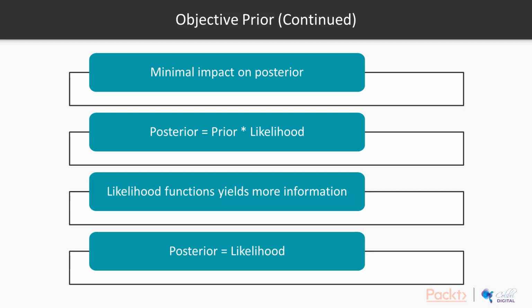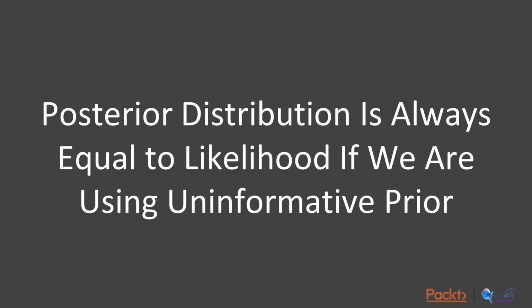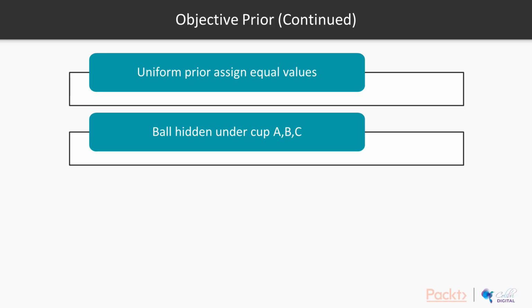Objective priors describe general information about the parameters. They let the data influence the posterior the most rather than the prior. That is why the likelihood function often yields more information than the uninformative prior while computing the posterior probability. Posterior is equal to likelihood. The posterior distribution is always equal to the likelihood function if we are using uninformative priors. The simplest and oldest rule for determining an uninformative prior is the principle of indifference, which assigns equal probabilities to all possibilities, also called a uniform prior.